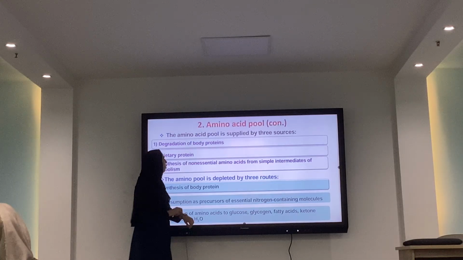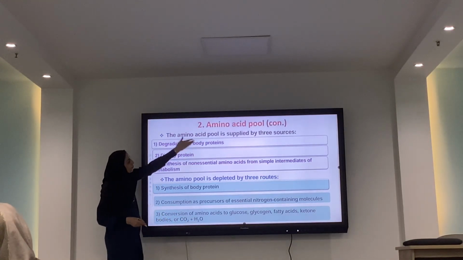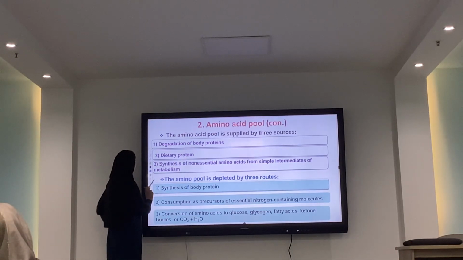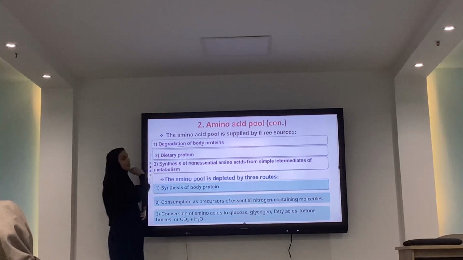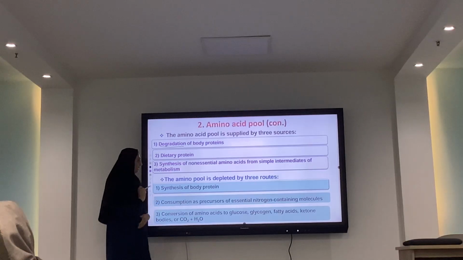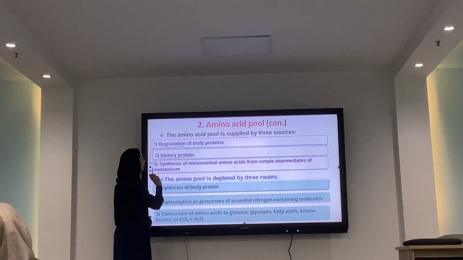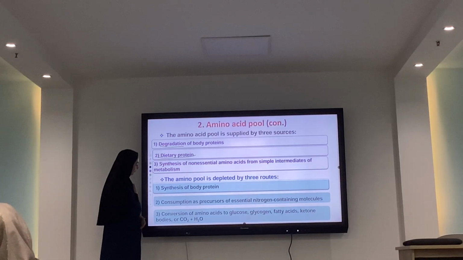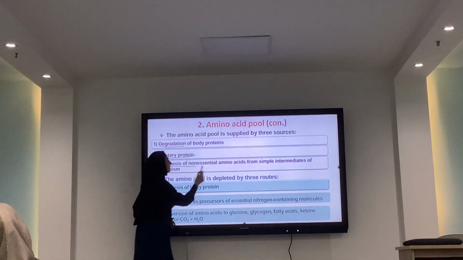And about the amino acid pool, guys, the amino acid pool is supplied by three ways. The first way is the degradation and breaking down of protein in our body. The next thing is receiving protein from the diet. And finally is the synthesis of that.